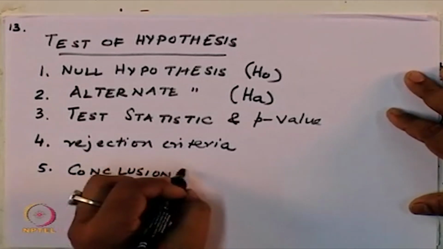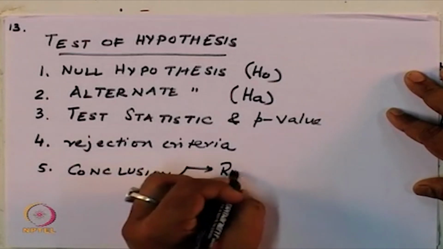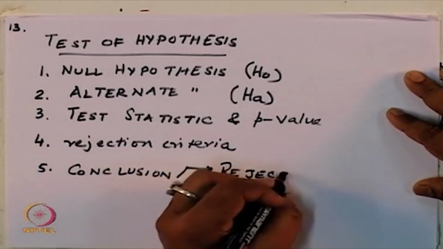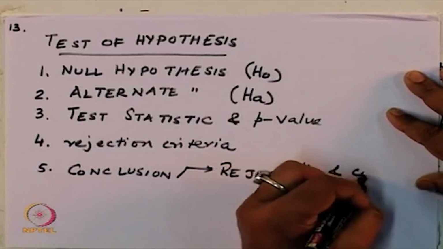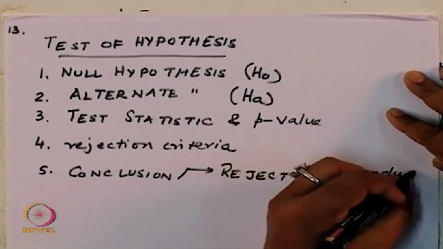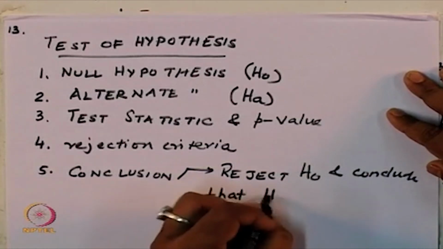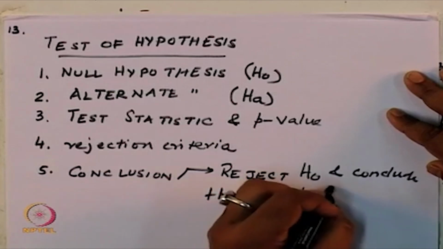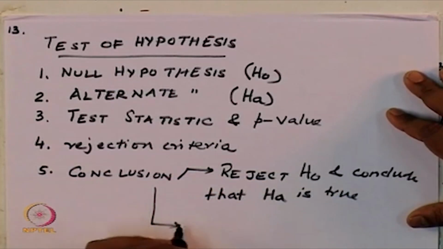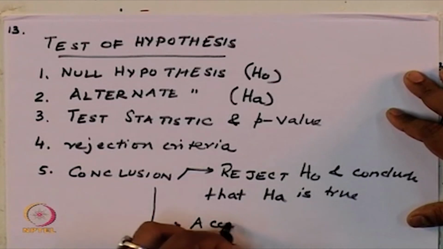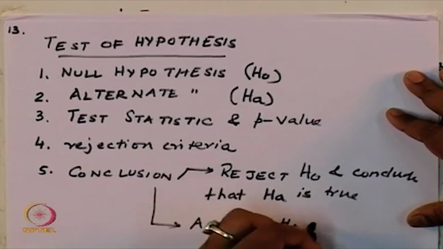There are two possibilities. You can either reject H naught and conclude that H A is true, or you can accept H naught as true.